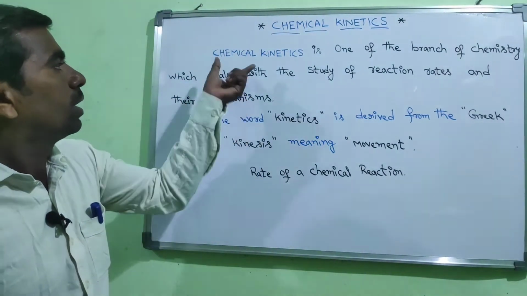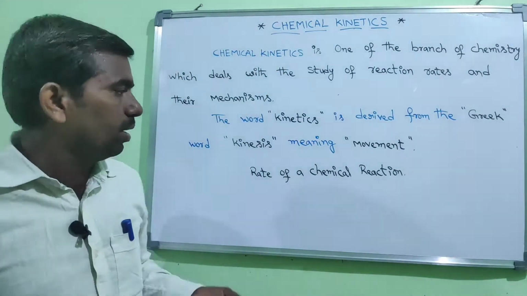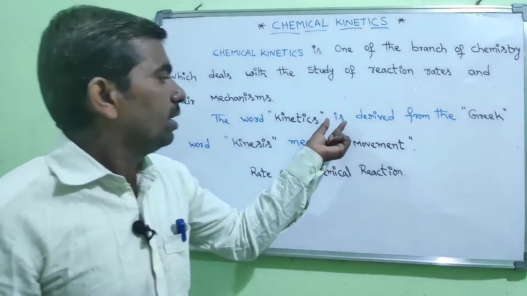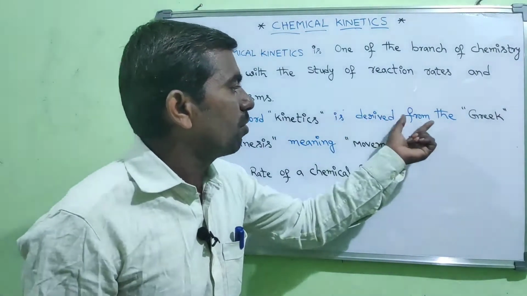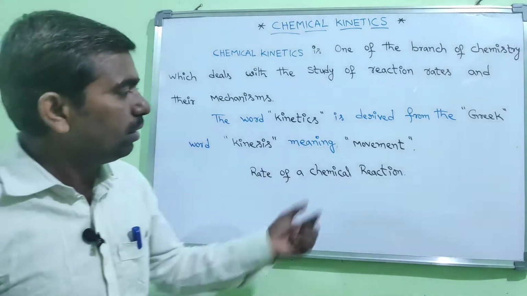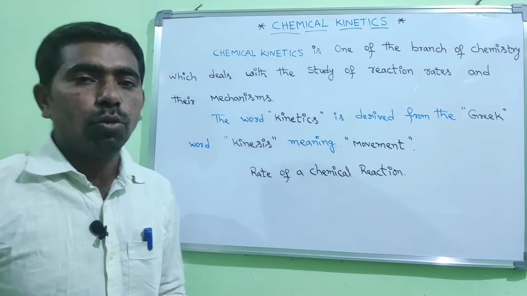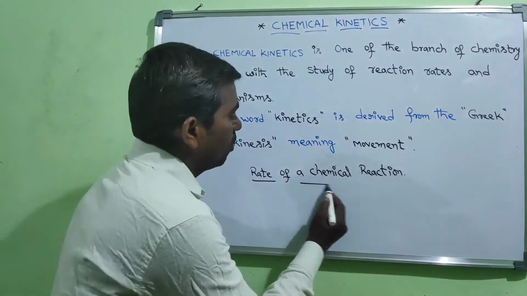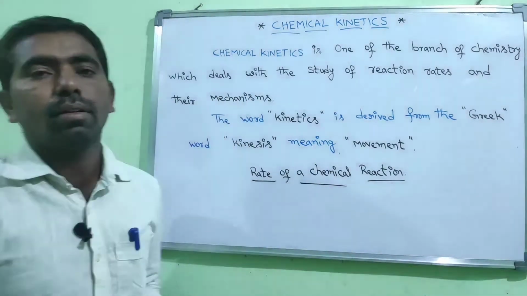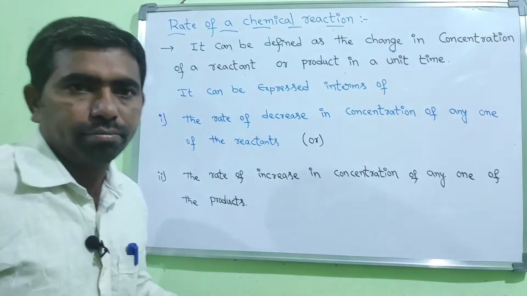And in chemical kinetics, kinetics is one word. This word is derived from the Greek word kinesis, its meaning is movement. And in this class I am going to discuss the rate of a chemical reaction.